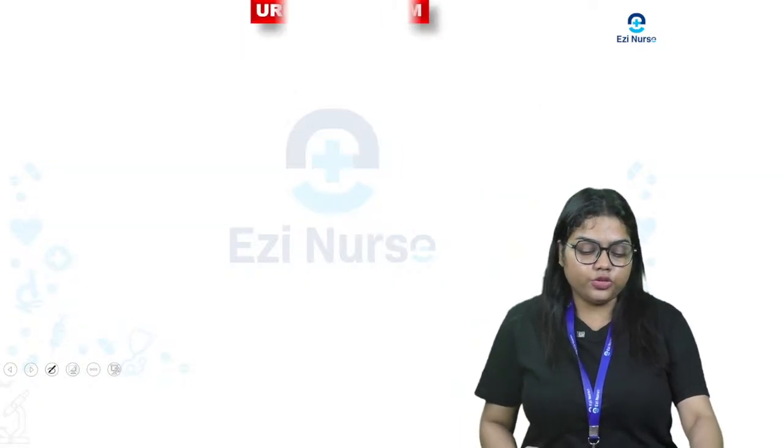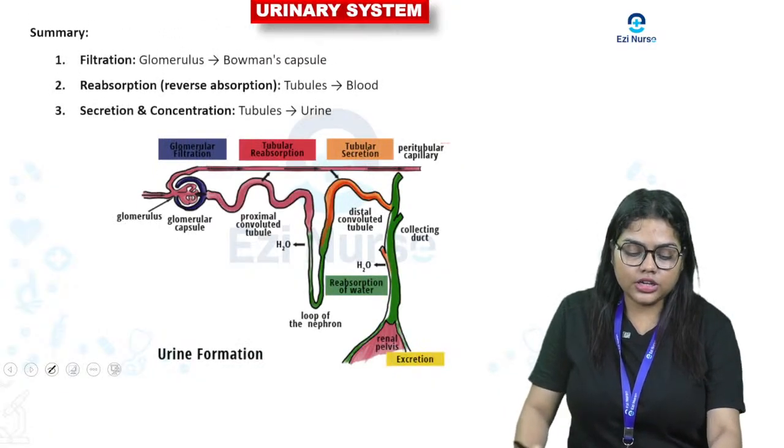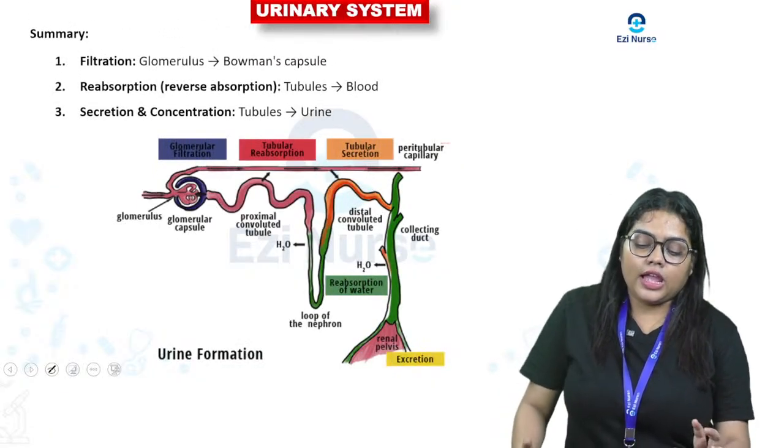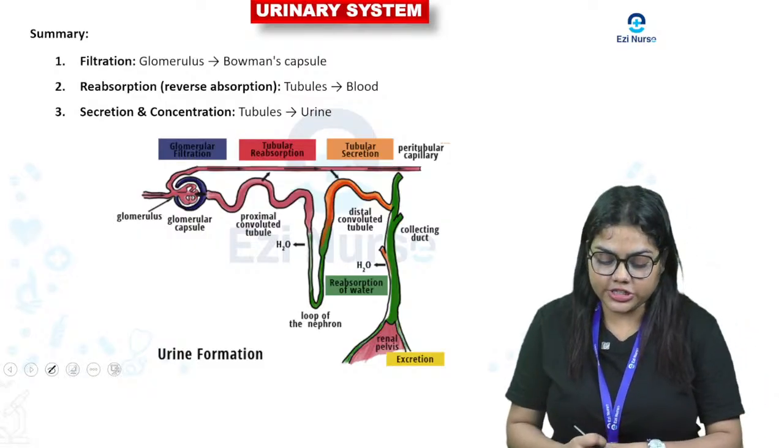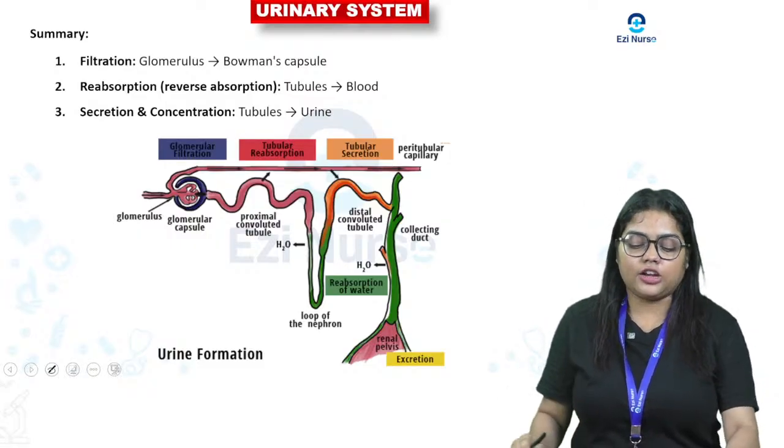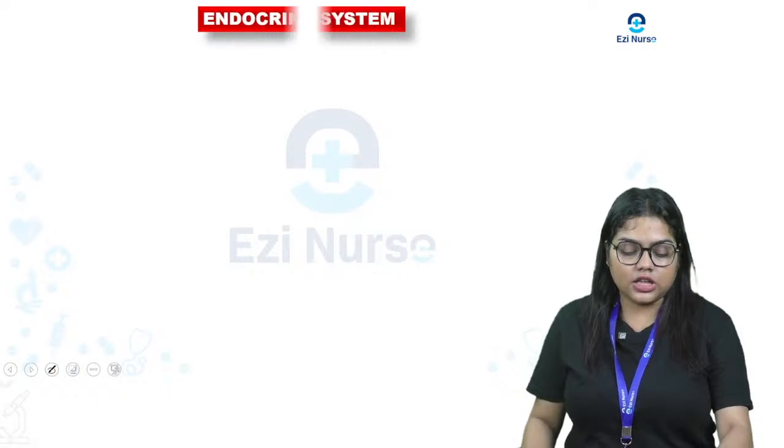Okay, so let's move to the summary. So actually the urinary system does filtration, reabsorption, secretion and concentration. Okay, so these are the four functions.